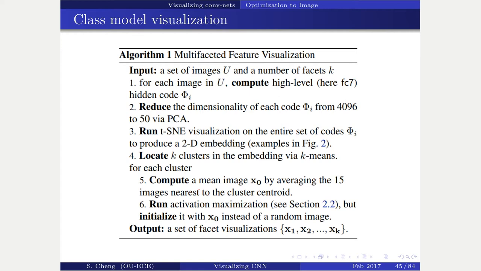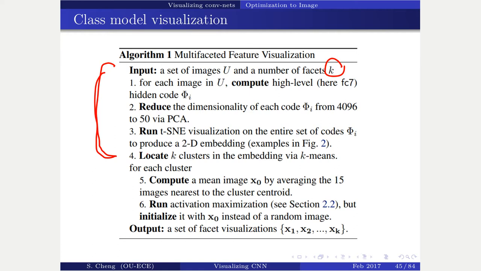So what they do is say, actually, the approach is quite simple. If you just read this algorithm here, I think you can understand it. For this part, they basically just use t-SNE to cluster the training images of a particular class into different clusters. For example, for one particular class, I assume they have k different facets, and they cluster into k different clusters with t-SNE.